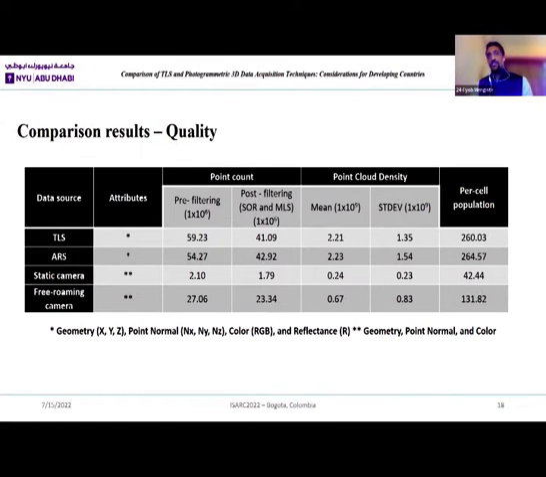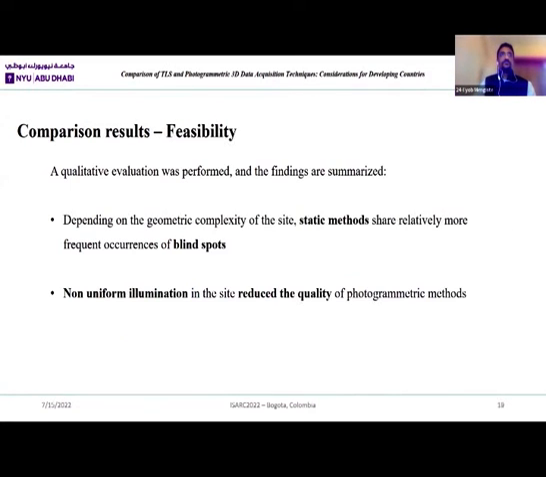Also, point cloud density is one of them. Probably one of the most interesting ones that we did here is per cell population. This per cell population is done based on a voxel grid. Inside each voxel, in each cell, we counted the number of points available, and fewer points within the cell means there is a probability of a blind spot within the point cloud.